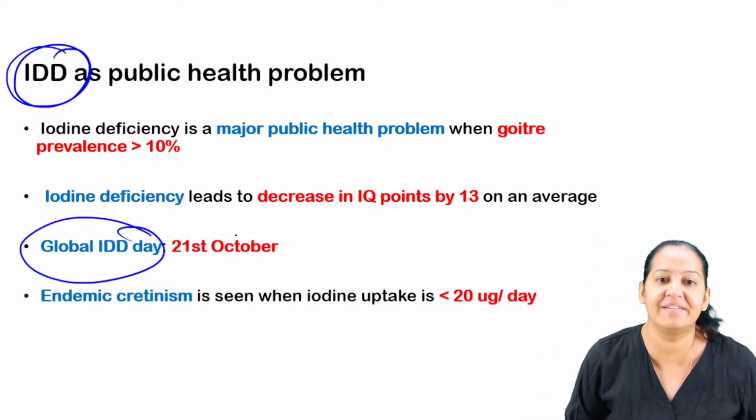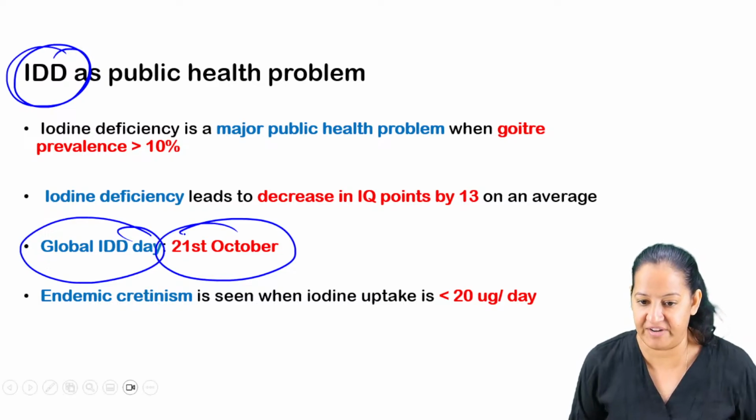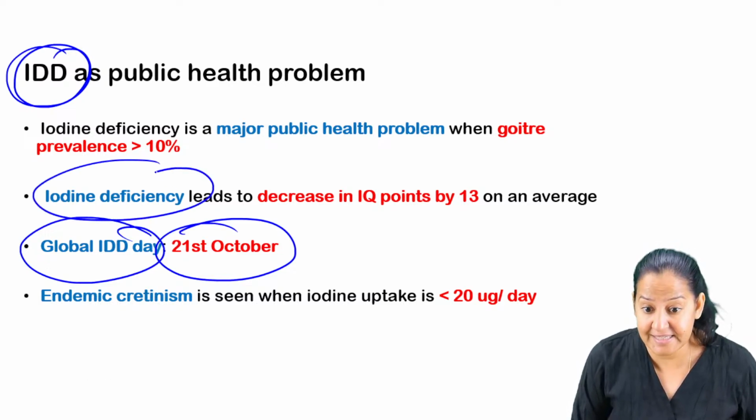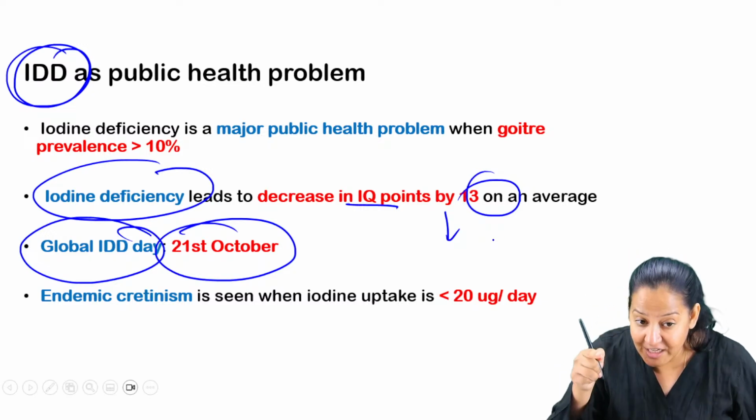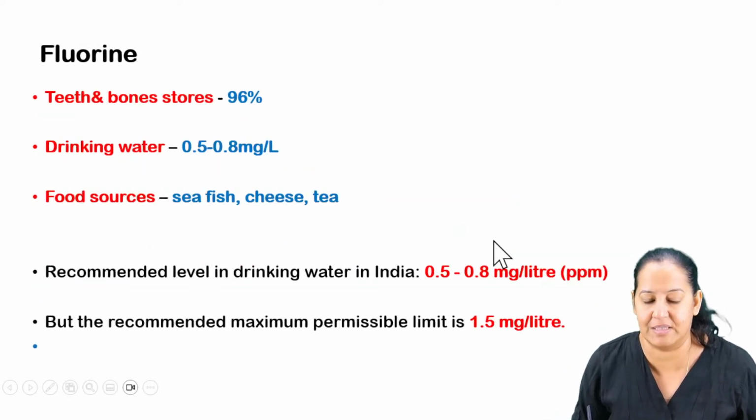Global IDD Day is celebrated on 21st October every year. If iodine deficiency is there, IQ is reduced by 13 points. The person has mental retardation. IQ reduced by 13 points. So that is the thing.